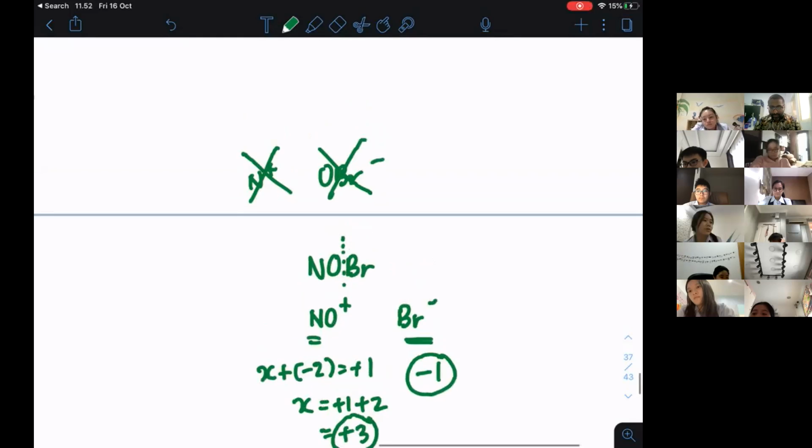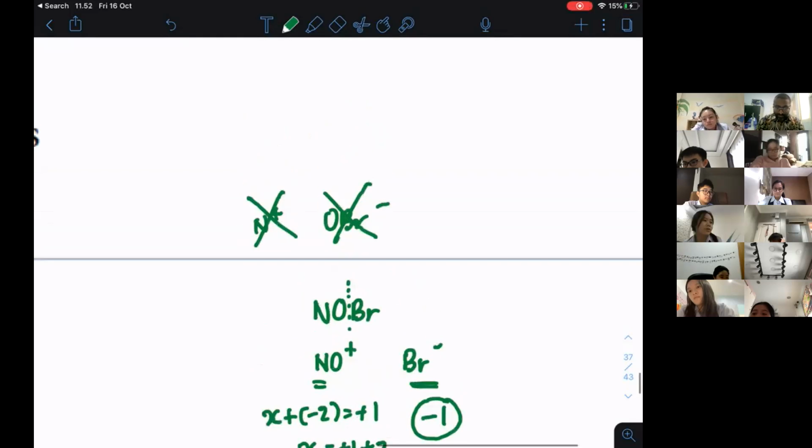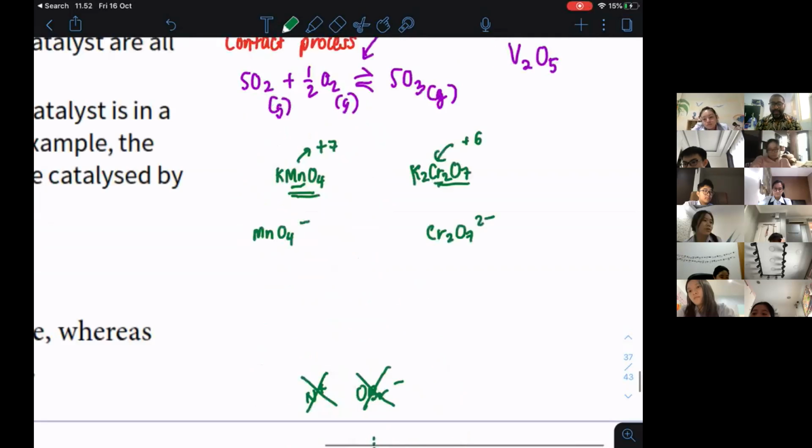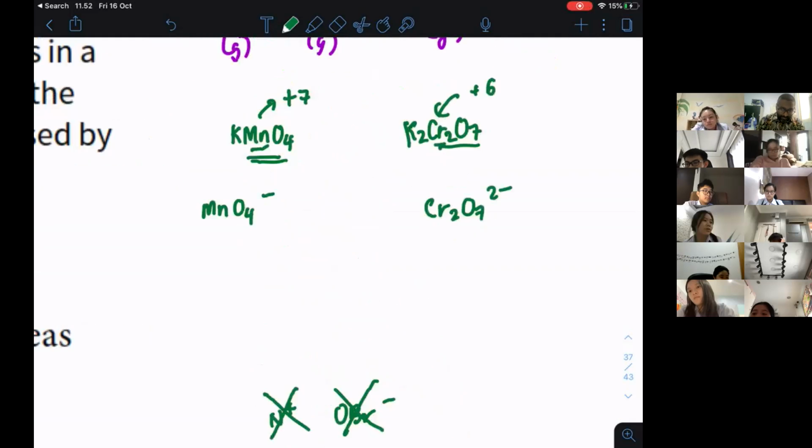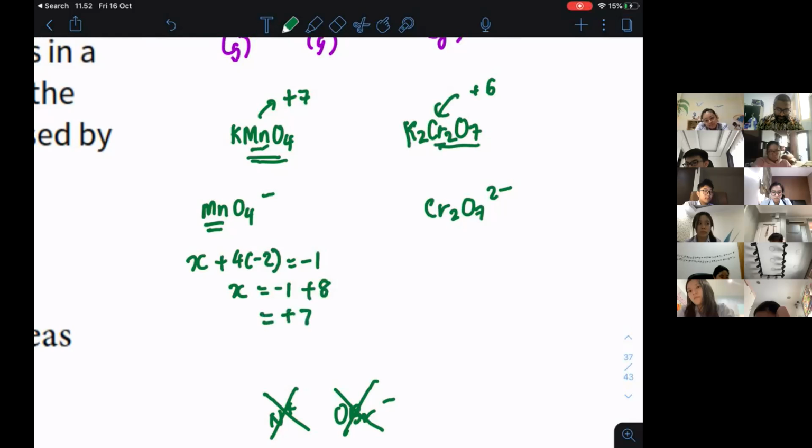Here I want to prove it's much easier to calculate in this way. If I want to calculate for Mn, this is going to be x, plus 4 times -2 equals -1. So if I put x equals -1 plus 8, I am going to get plus 7. So it's proven. For Mn it is plus 7.